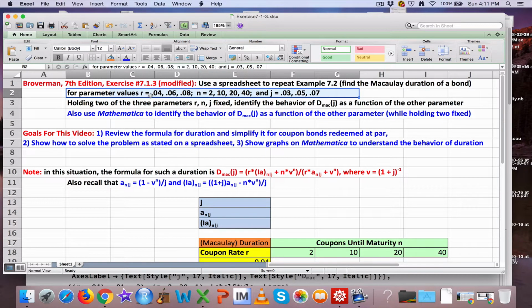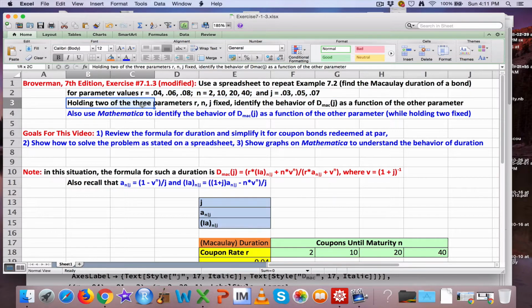R is the periodic coupon rate, N is the number of coupon payments, and J is the periodic coupon yield per coupon period. And then we're going to consider in a spreadsheet holding two of the three parameters R, N, and J fixed and identifying the behavior of the Macaulay duration as a function of the other parameter. Okay, so we'll consider what happens when R and N are fixed and let J change. We'll consider what happens when R and J are fixed and let N change, and we'll consider what happens when N and J are fixed and let R change.